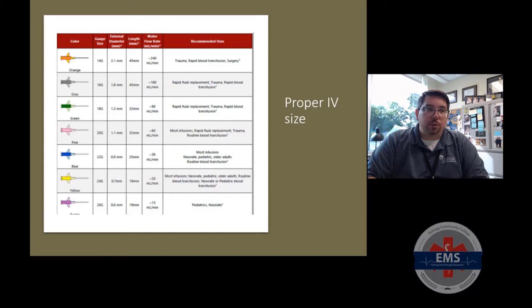As we get smaller with our 24 gauge catheters, or our yellow catheters in this case, we can see again, for most infusions, it's also good for neonates and pediatrics, and again, it still can be used for blood transfusions in neonates and pediatric patients. And then as we get down even farther, which is very hard to find catheter size-wise, which is a 26, you can easily see that those are primarily used only for pediatrics or neonates, but it's a very, very small catheter. It's very limited in what it can do for your patient.